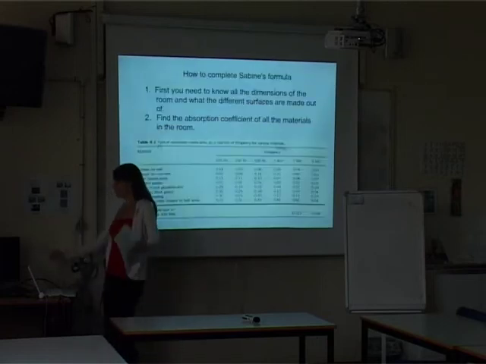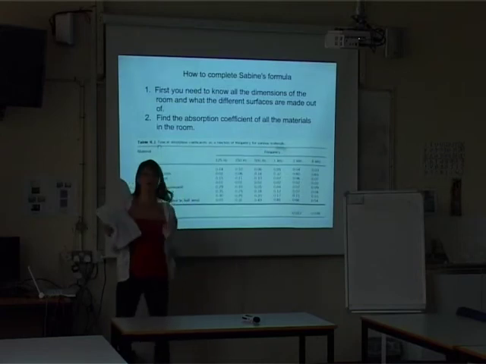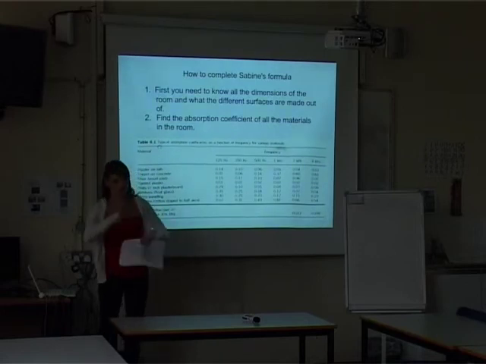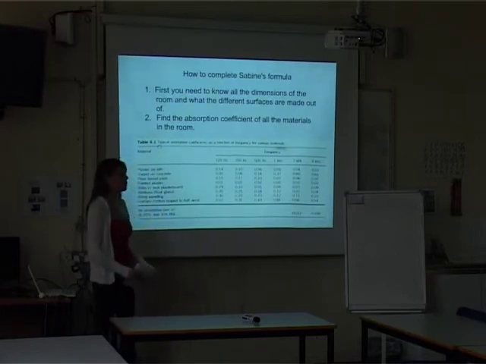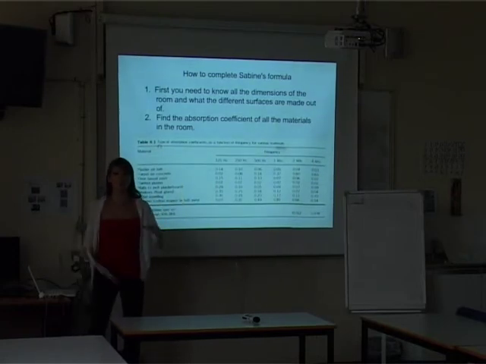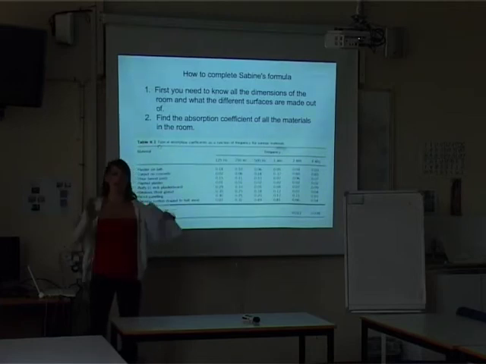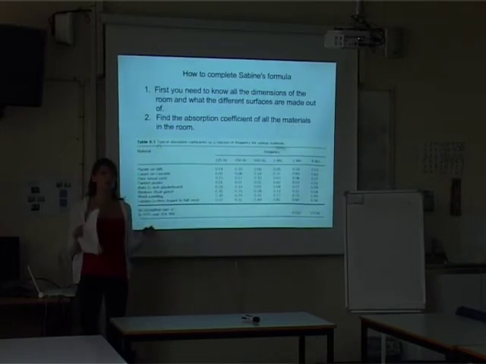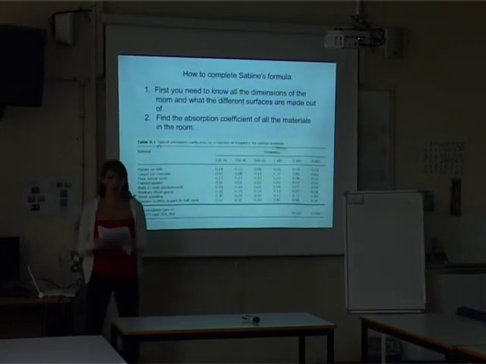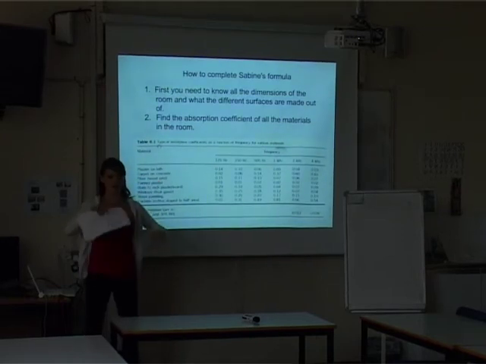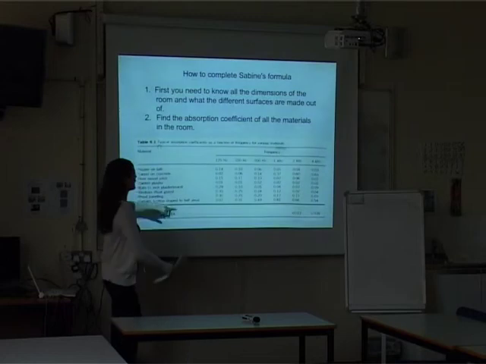To actually work out this formula, first of all, you have to measure all the dimensions of your room, and find out what all the materials are. The more exact you can be, the better. If you just took four walls and said paint and plaster, that wouldn't be as accurate as if you measured the windows and took every material into account. Once you've got all of that, you can find the absorption coefficient for all the materials in the room, either in books or on the internet. There are loads of big databases with these compiled, and then you can put it in a little chart like this.